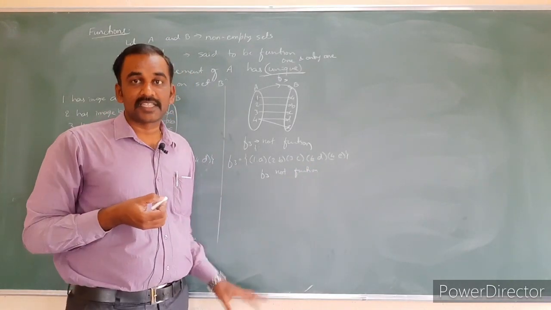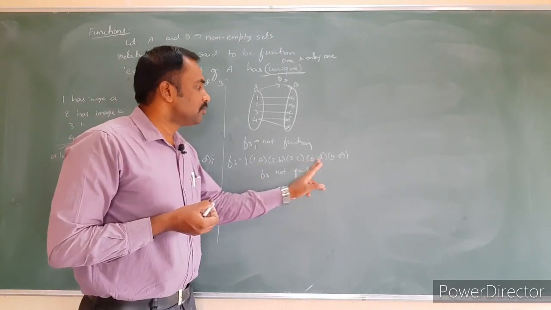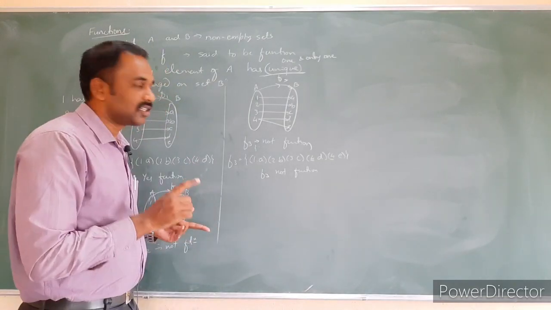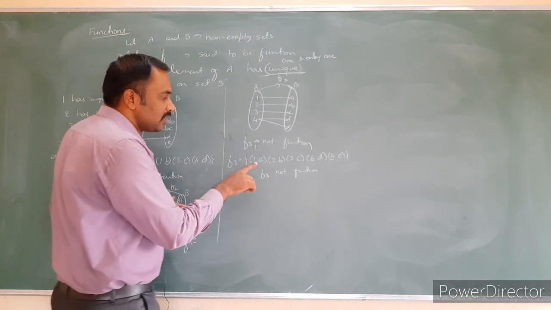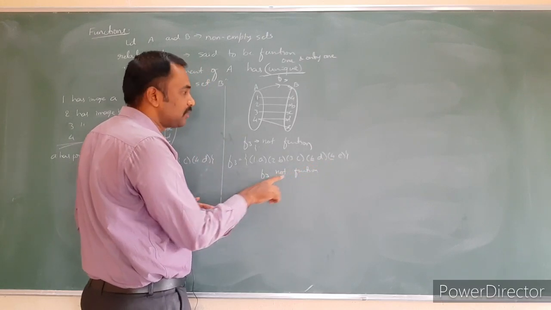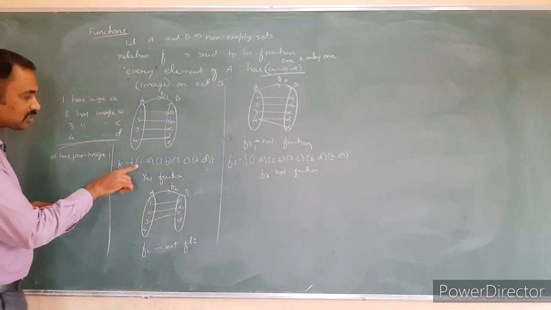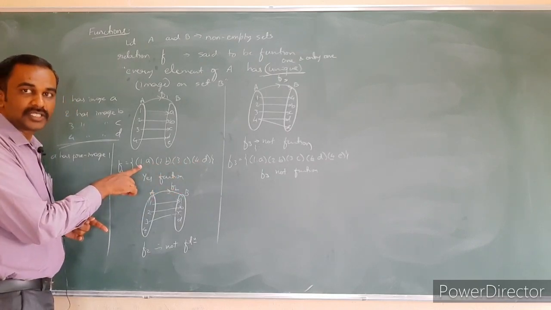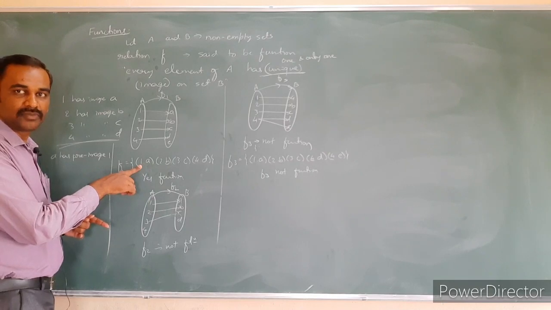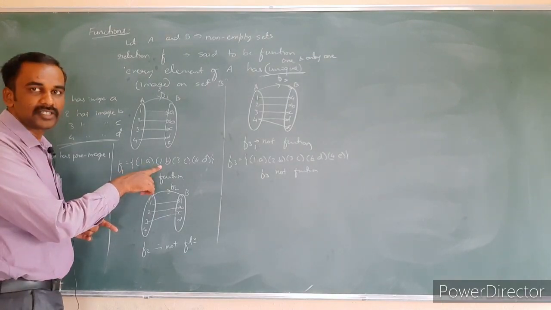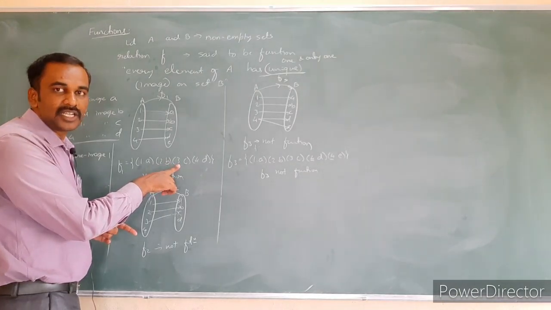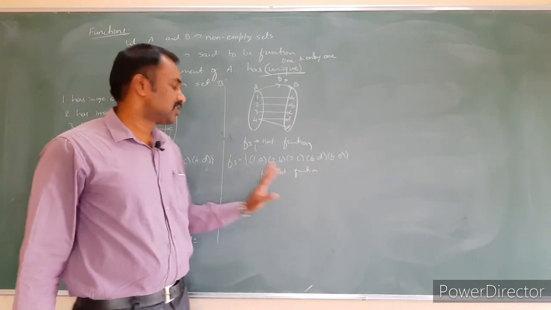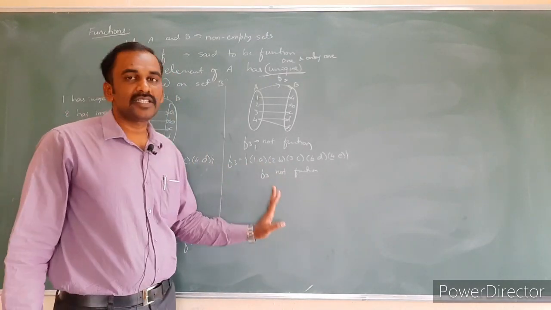Just a hint to recognize whether it is a function or not. What is the hint? The first element should not be repeated to become a function. If it is repeated, then it is not a function. Are you following my point? If the first element is not repeated, it is a function. Check it. Is any more ordered pair present in this relation starting with 1? No, only one ordered pair. Starting with 2, only one. Starting with 3, one. Starting with 4, only one ordered pair. In such cases it is a function, and in this case it is not a function.